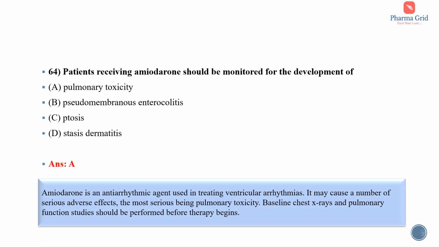We know that amiodarone is an antiarrhythmic drug. It is a potassium channel blocker. So it is used in treating ventricular arrhythmias. It may cause a number of serious adverse effects including pulmonary fibrosis, neuropathy, hepatotoxicity, corneal deposits, optic neuritis, blue-gray skin discoloration, and hypo or hyperthyroidism. So baseline chest X-rays and pulmonary function studies should be performed before therapy begins.